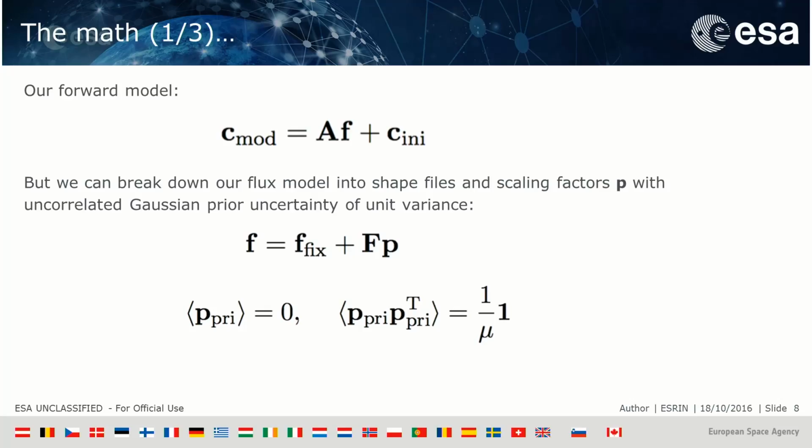So I'm only doing a little bit of math, 3 slides with math on it. So our forward model: our concentrations from the model is our transport operator, that's what this A is here, times our fluxes, plus some sort of initial background concentration. And then in our case, you can do different ways of describing your fluxes. We describe our flux model as a fixed term and then something else that gets scaled. So your P is what you're actually solving for.